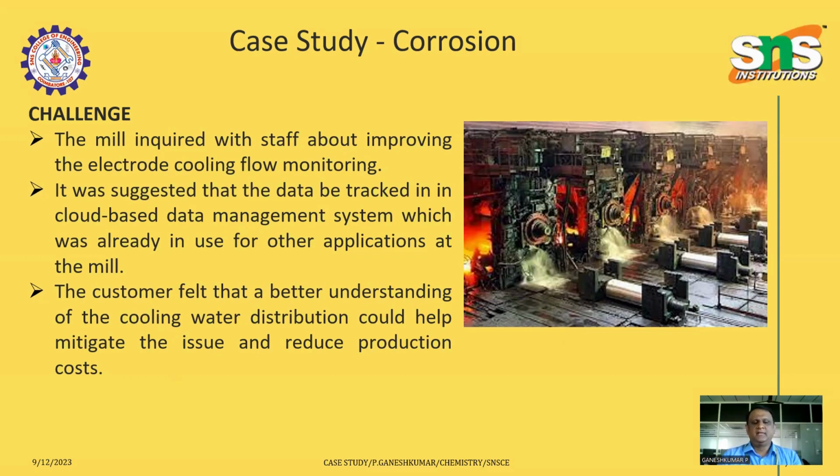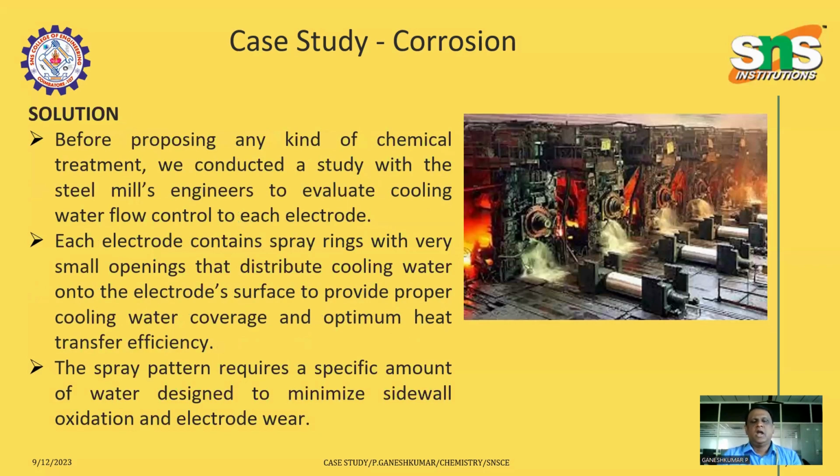So the customer felt that a better understanding of the cooling water distribution could help to mitigate the issue and reduce the production cost. We can't replace the electrode. The only choice is the carbon graphite electrode so that a high electrical current can be produced, and there is no replacement for that. The only solution is to consider the cooling system. So they felt that the cooling water distribution should be managed properly. And the solution was arrived at in such a manner.